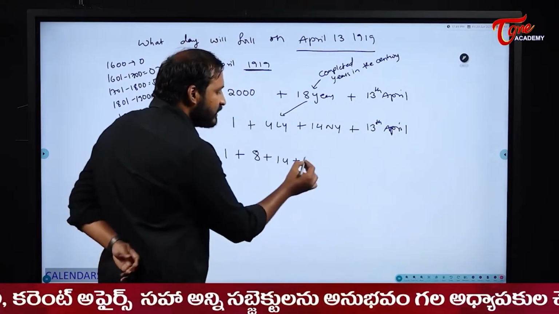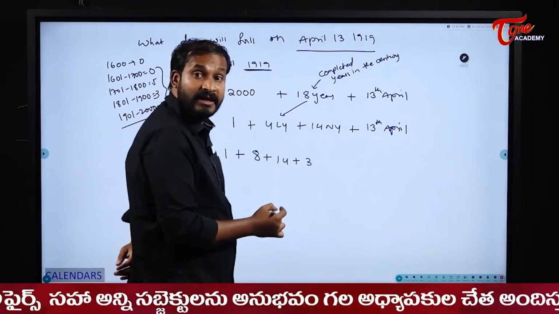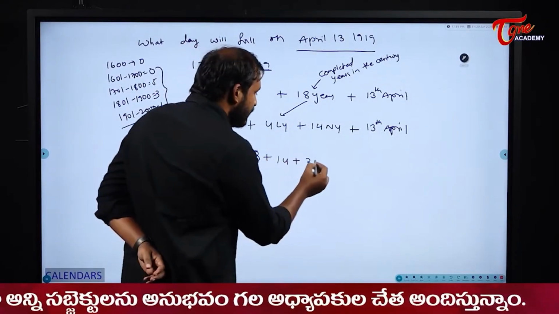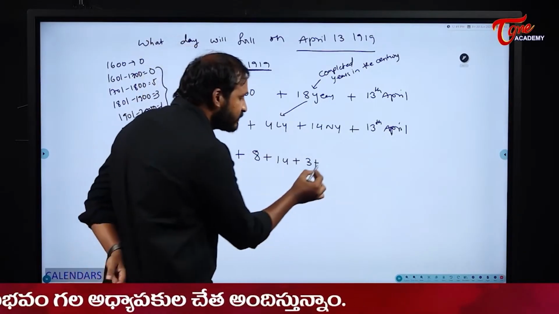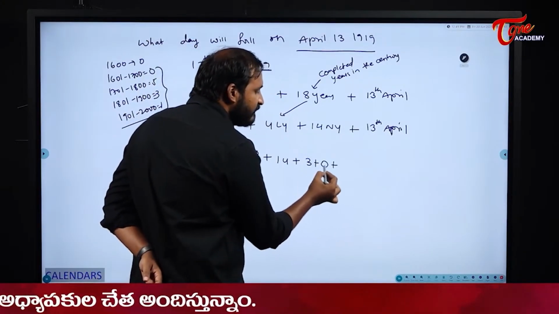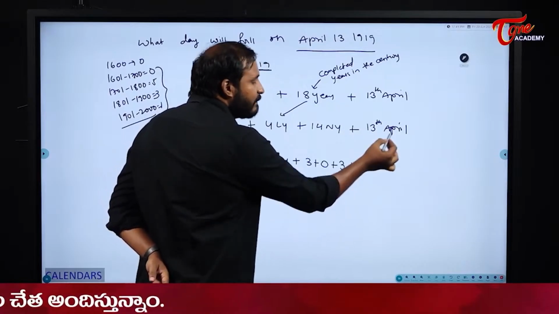So January code is 3. January month, 31 days, code 3. 1919 is a normal year, so February will have how many days? 28 days. So February is 0. January, February, March, and April is not yet done.